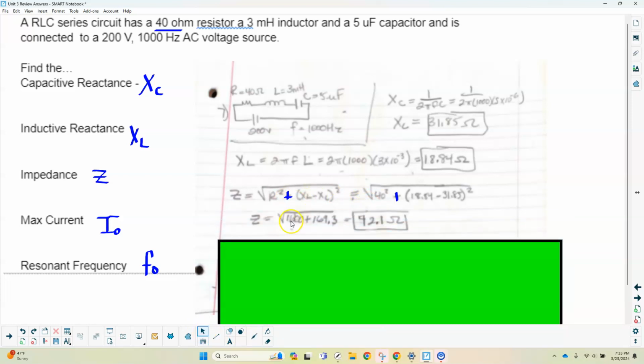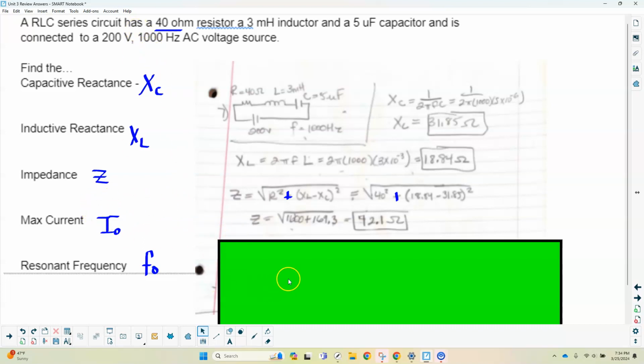So 1600 is 40 squared, and the 169.3 is what you get when you take the difference in those two and square it. You take the square root of 1769.3 and you get 42.1 approximately. So that's the total impedance that the circuit has at that frequency.